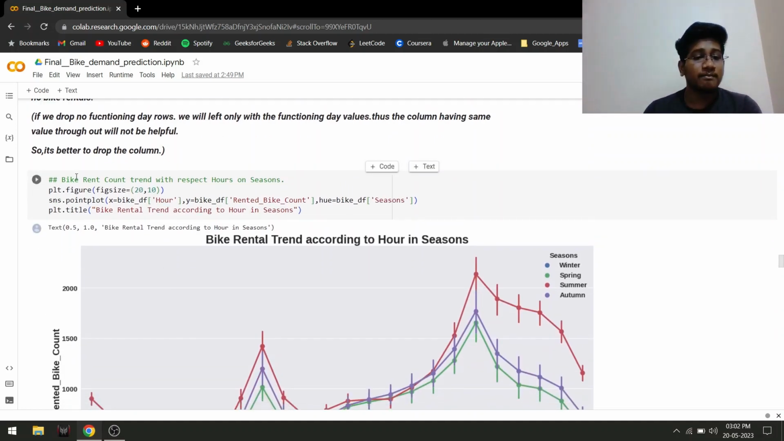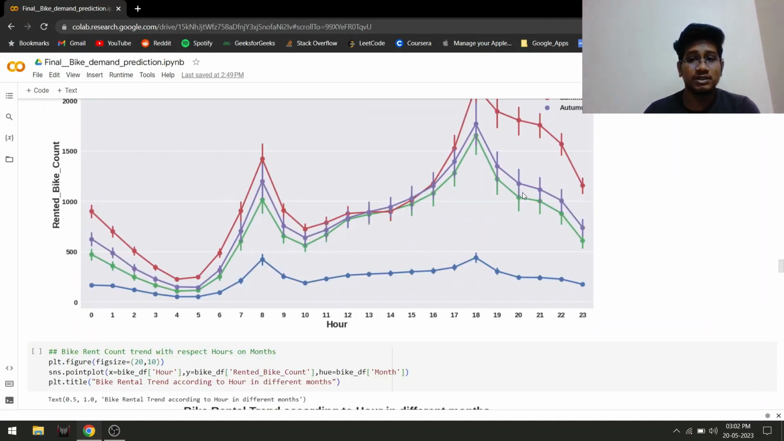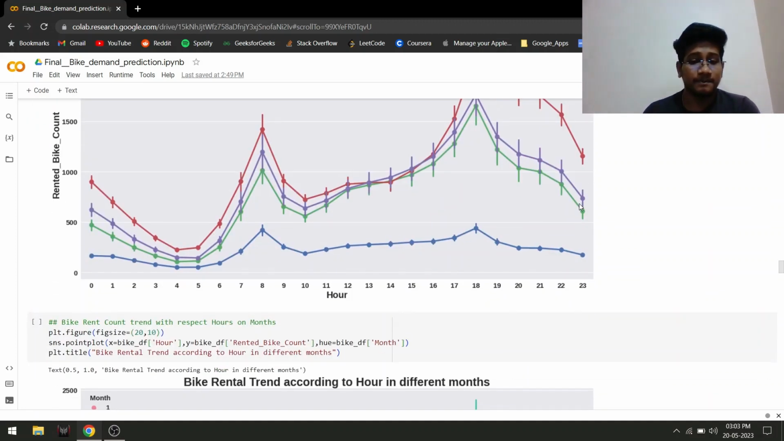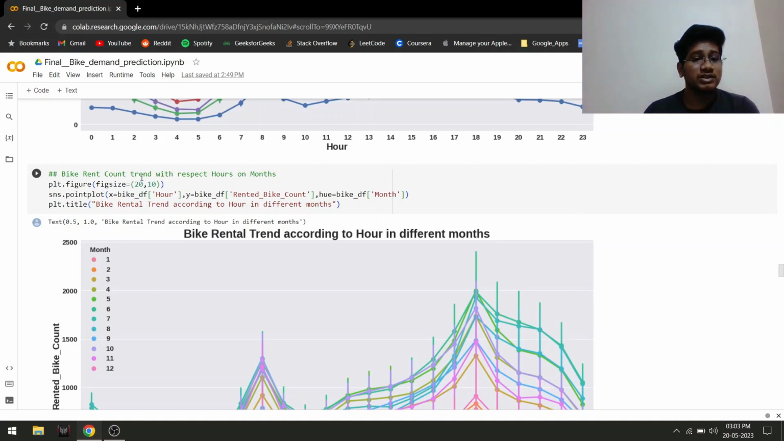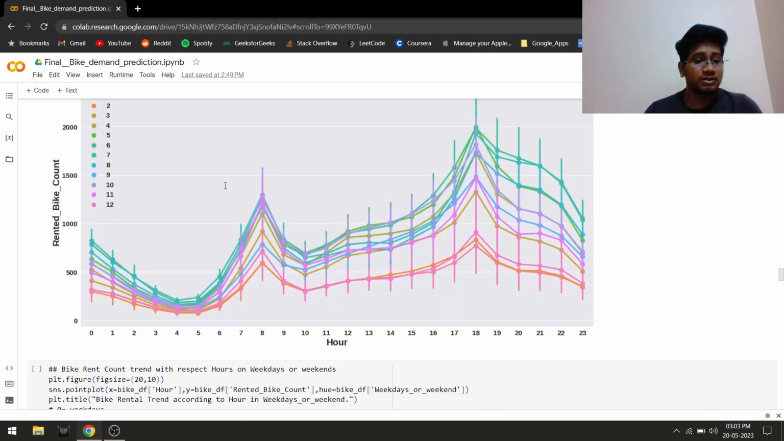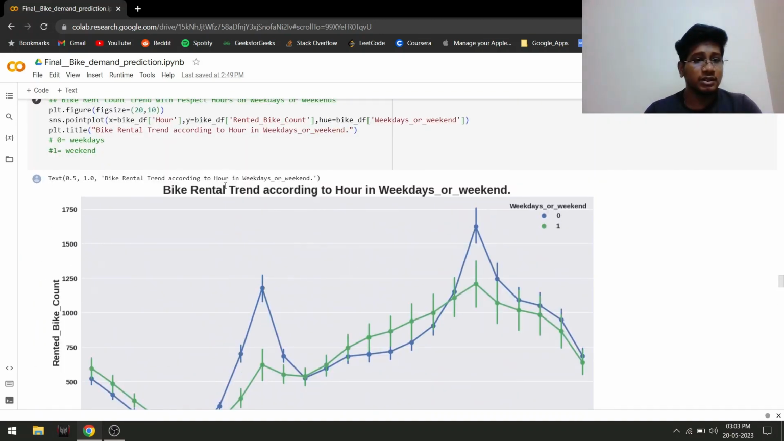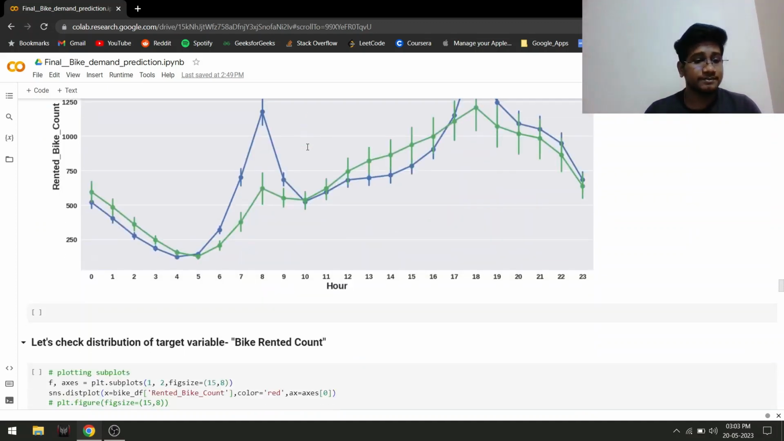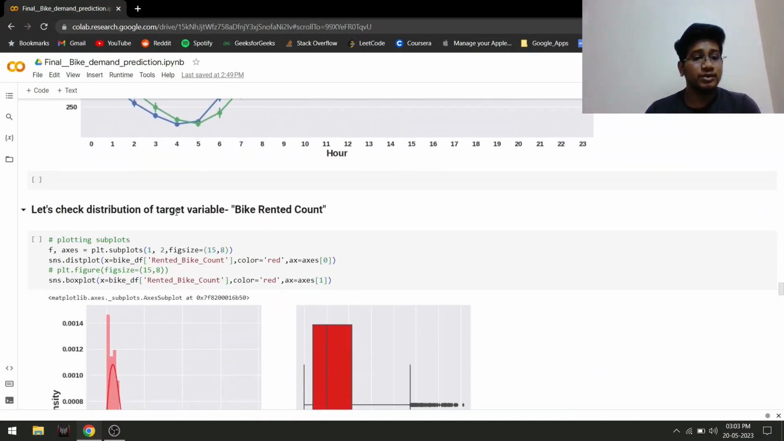Bike rent count with respect to hours on seasons. Here we can see the seasons: blue is for winter, green is for spring, red is for summer and autumn. Then we will check with respect to hours on months. Similarly, we will check bike rent count trends with respect to hours on weekdays and weekends.